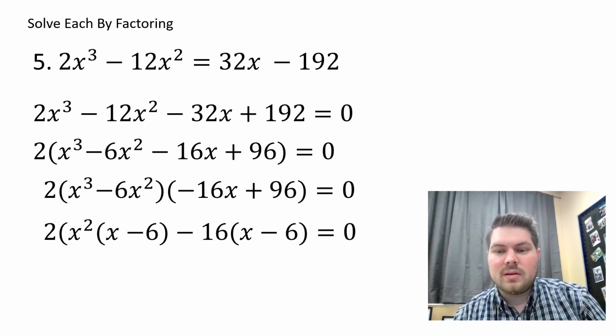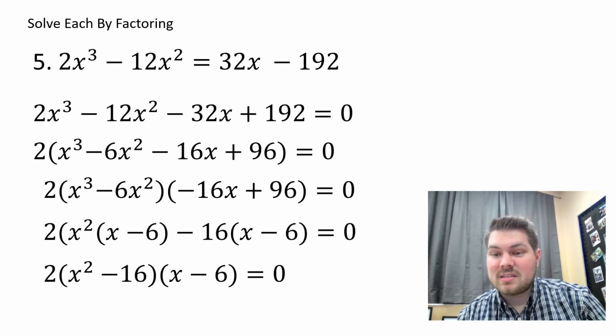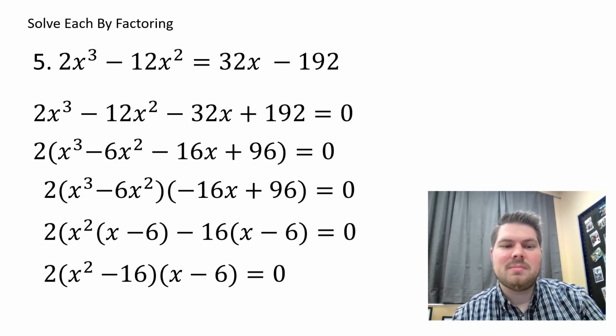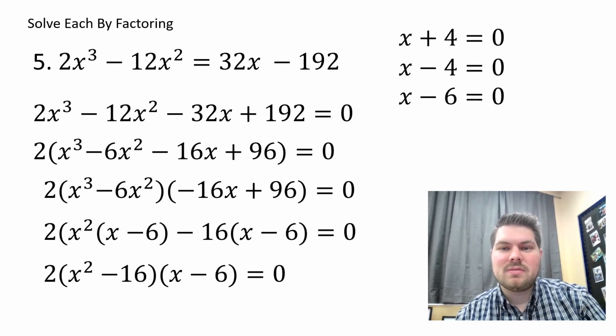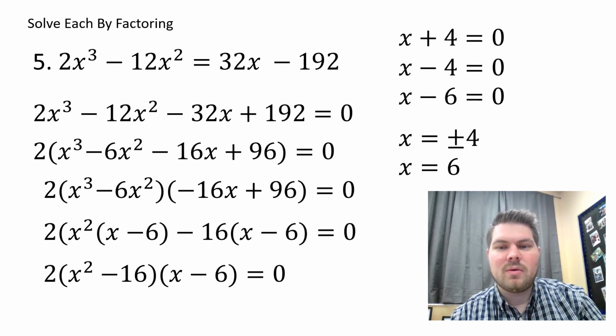And now we're going to put these in their new groups. And x squared minus 16 can be simplified, because it's a difference of squares, to x plus 4 and x minus 4. Now, if we set each of these equal to 0, you'll see that our answer is going to be plus or minus 4 and 6.